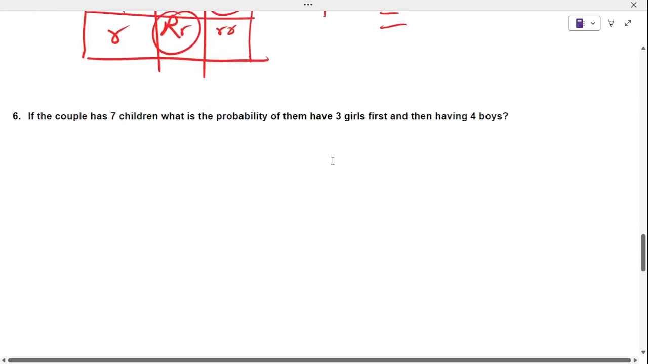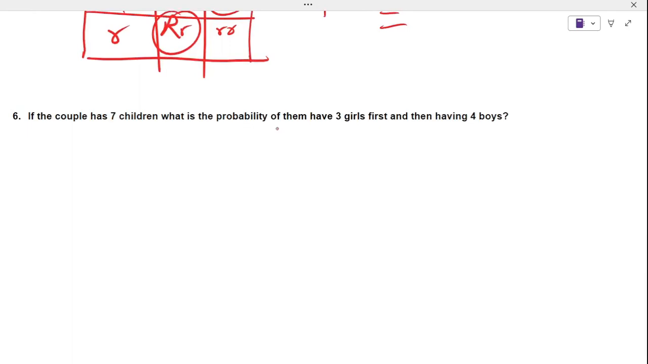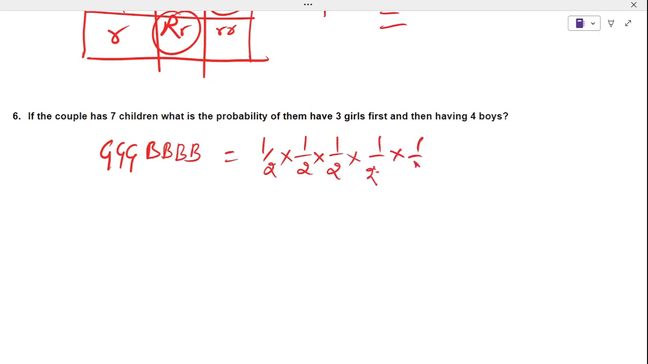if the couple has 7 children, what is the probability of them having 3 girls first, then 4 boys? So this is the extension of the previous problem here. The couple has 7 children, and the probability of getting 3 girls first, that means girl, girl, girl, followed by 4 boys, boy, boy, boy, boy. 3 girls followed by 4 boys. Then the probability of getting a girl is 1 by 2, girl again 1 by 2, 1 by 2, 1 by 2, because boy also is 1 by 2, right?